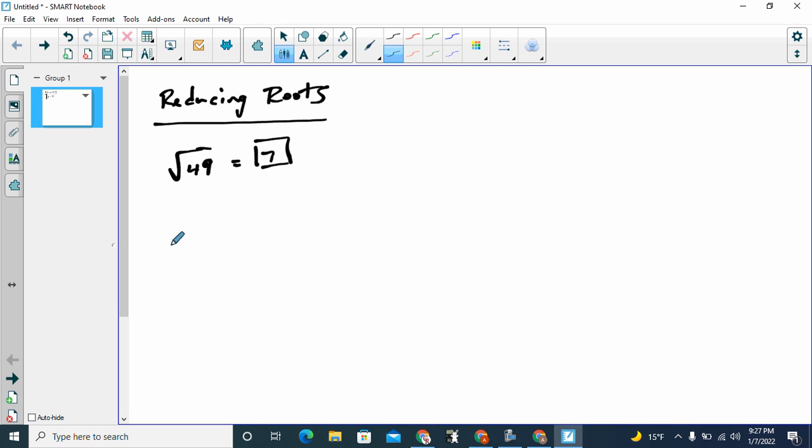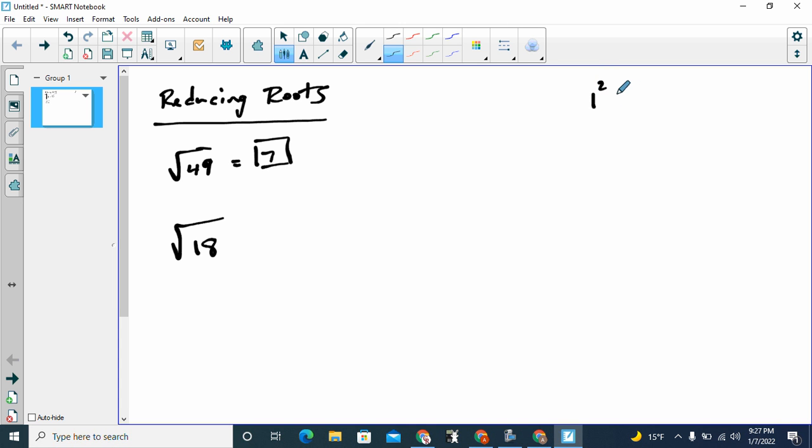Sometimes, though, we get a root that does not come out even, like square root of 18. Square root of 18, 18 is not a perfect square. There's not an integer that if I multiply it by itself is going to give me 18. So what we want to do is write this in its simplest form. And to do that, we want to find a factor of 18 that is a perfect square.